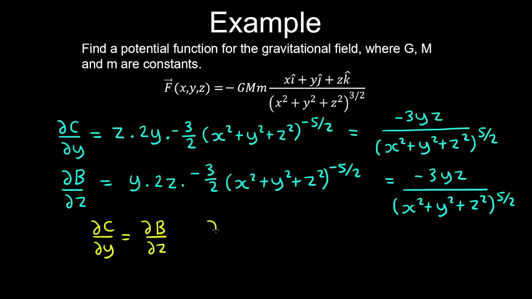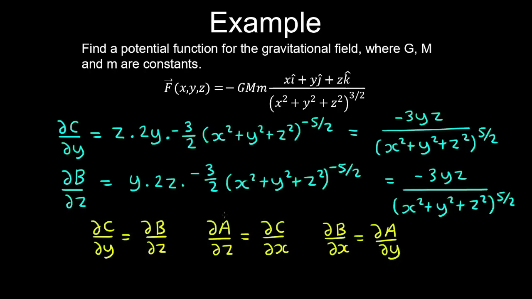And similarly, you can check the partial of the first component with respect to z is equal to the partial of the third component with respect to x, and the partial of the second component with respect to x is equal to the partial of the first component with respect to y. So I'll leave it for you to check the second condition and the third condition, and you'll verify they're satisfied. And note that here, we ignored the constants for a shortcut because they'll appear in every expression.